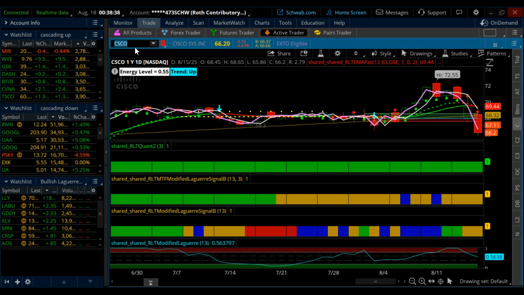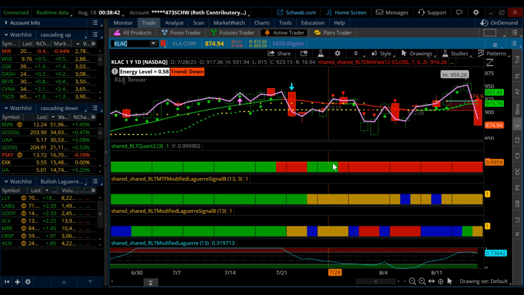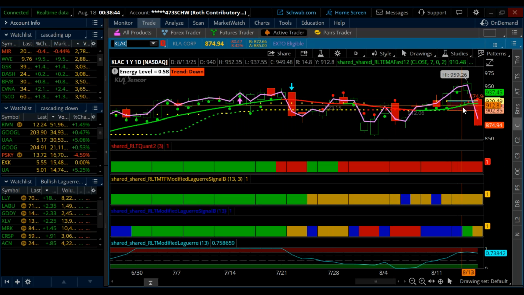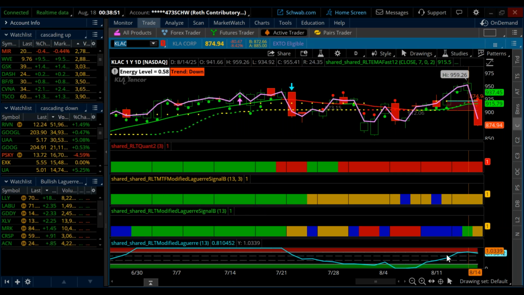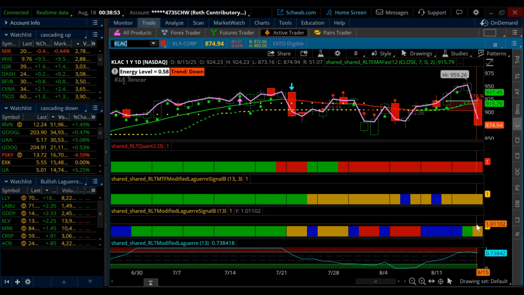Next one, I got CLAC is another one. I want to kind of show some combinations. Okay, here's CLAC. So okay, CLAC had a big drop as well. And notice we've got bearish right here. All right, momentum indicator is pretty high, but it is bearish across the board. So that's a potential one.